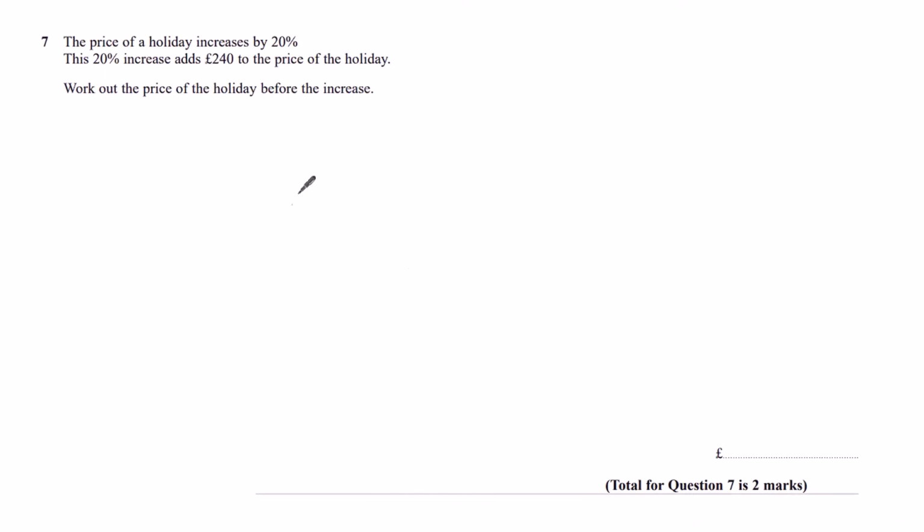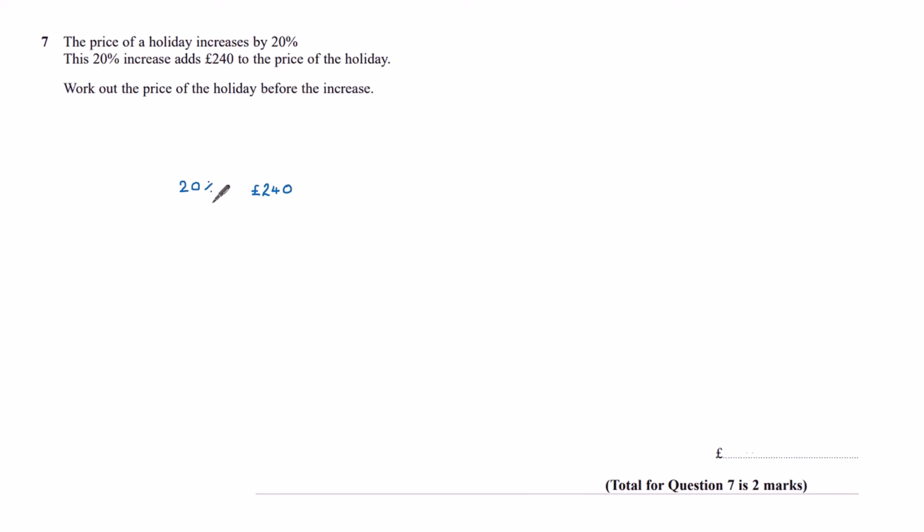Question 7. The price of a holiday increases by 20%. This 20% increase adds £240 to the price of the holiday. Work out the price of the holiday before the increase. Now, since this is a non-calculator paper, I'm going to look to find each percentage worth. So this 20% increase is worth £240. And so 20% is worth 240.